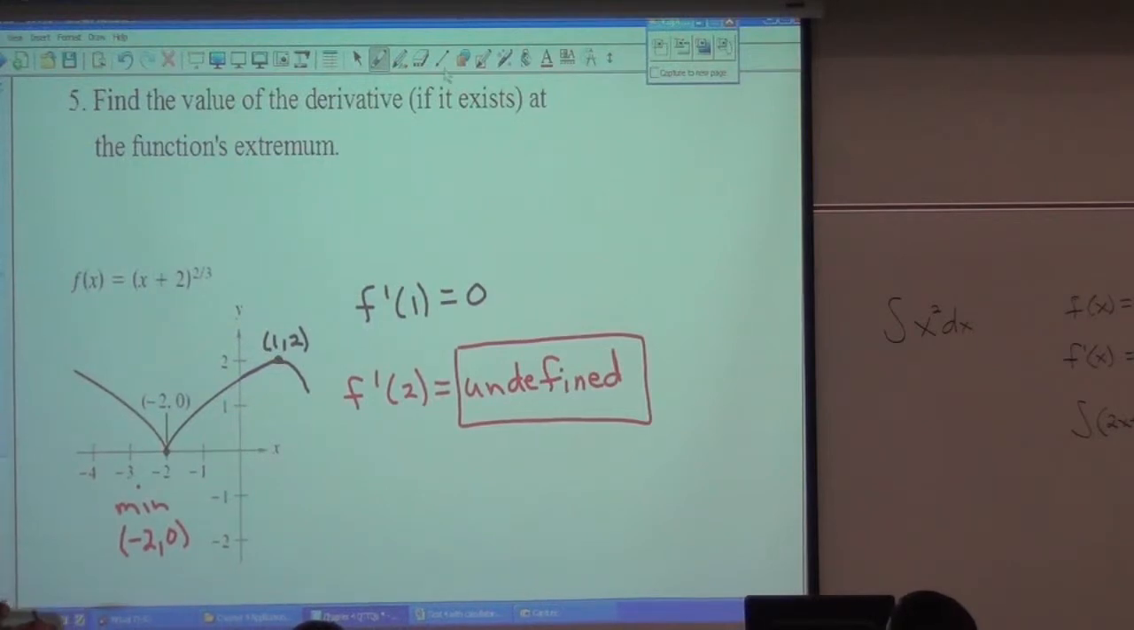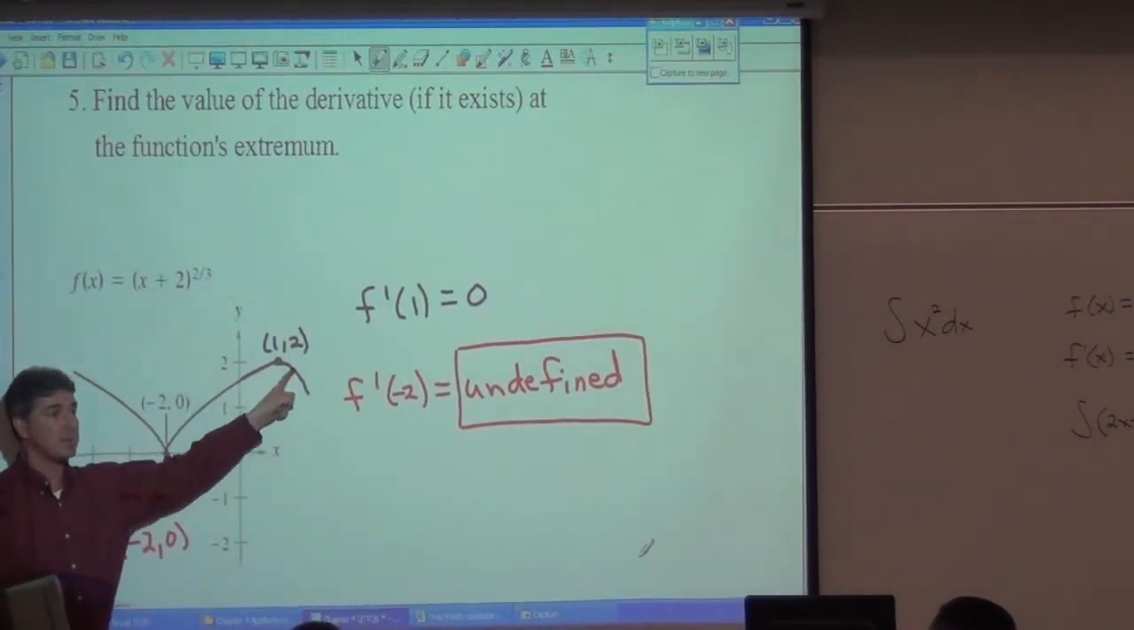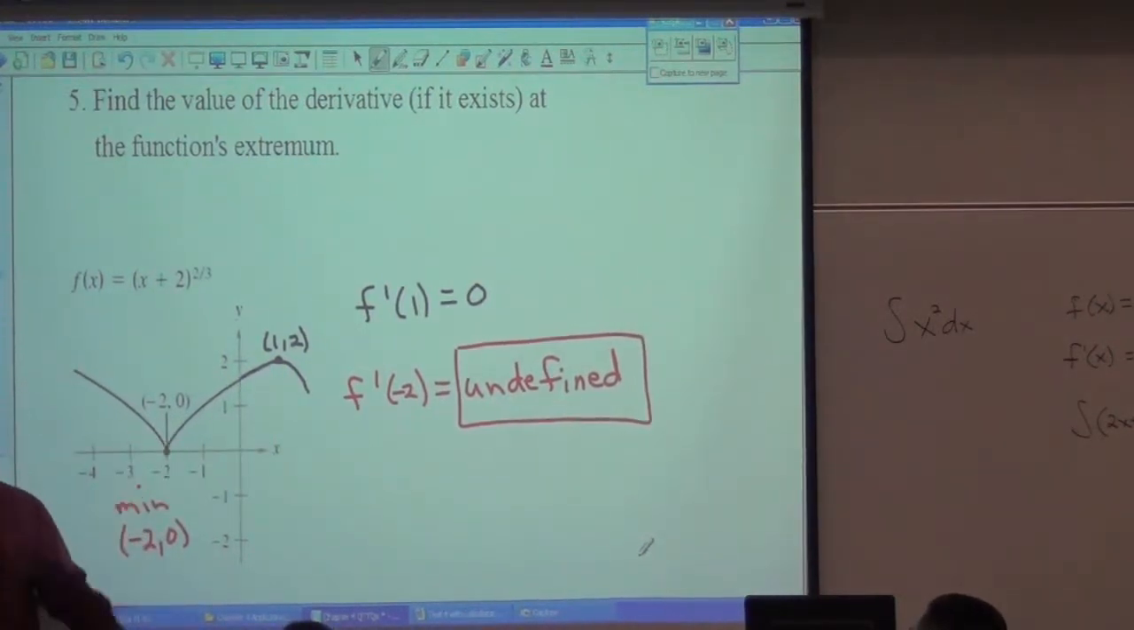Oh, negative 2. Yeah, so at -2, the derivative is undefined. We have a minimum. At 1, it's 0. We have a maximum. So if it's a smooth curve, the derivative is 0. If it's a point, it's undefined.